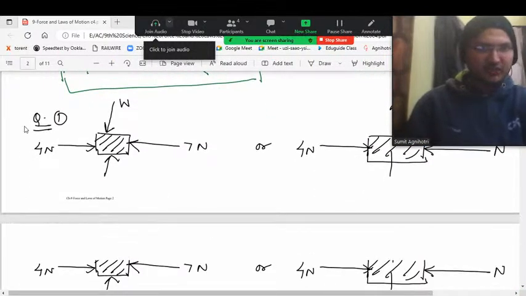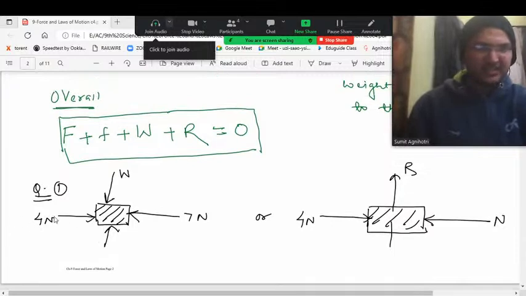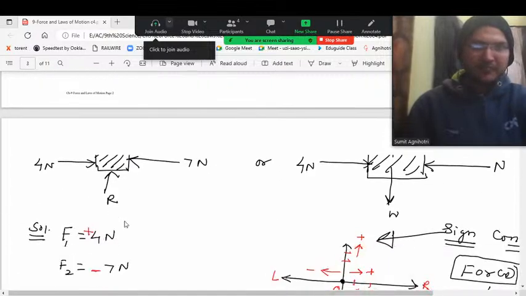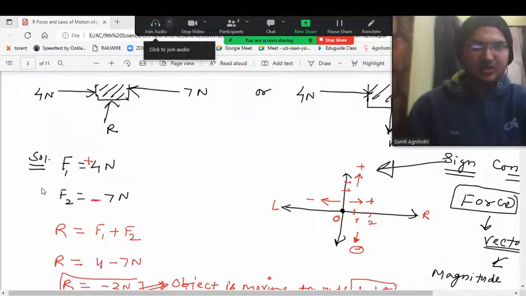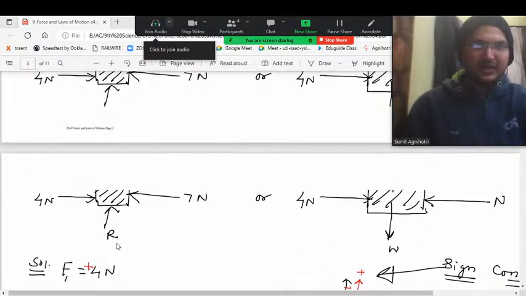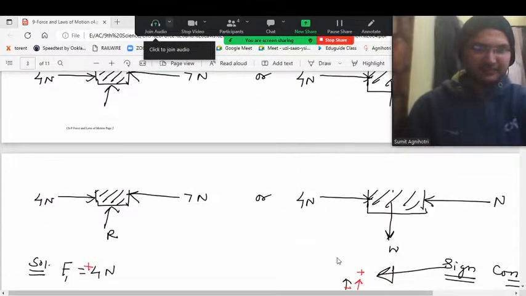Then I have some question for you. If it is unbalanced condition and you figure out that it is 4 Newton and it is 7 Newton, where does it move? In forward or in backward? Which direction will it move? If it is 4 Newton, you call it plus 4. 7 Newton, you call it minus 7. The resultant force is going to be F1 plus F2, that is minus 3 Newton. In this way, we can figure out the answer as well.